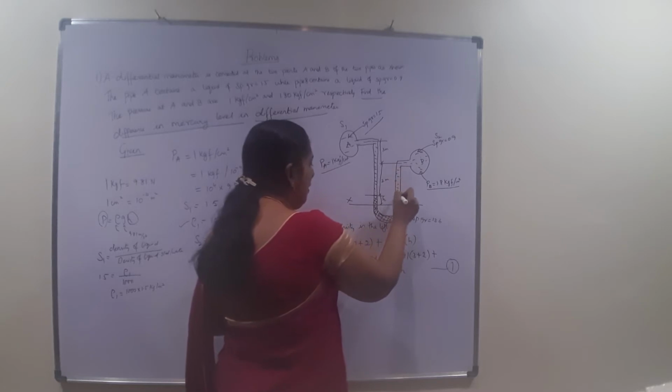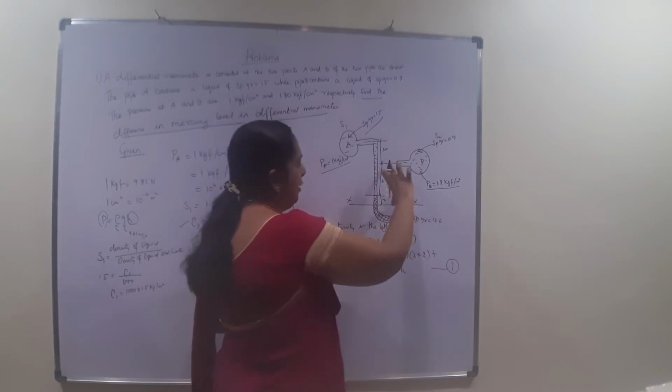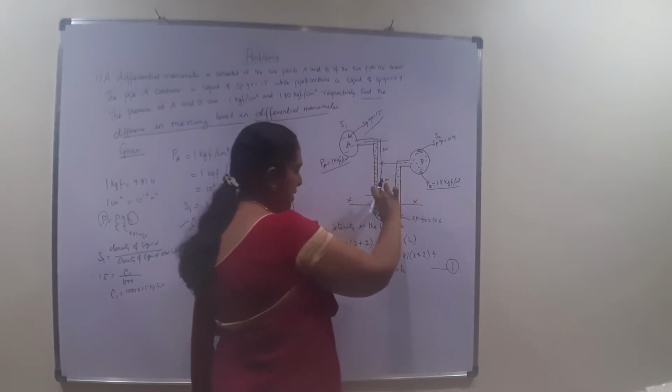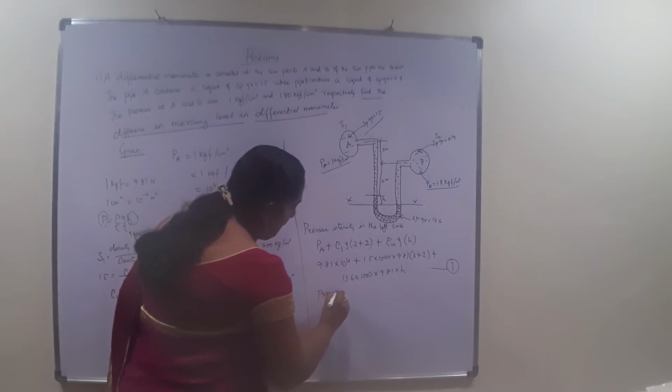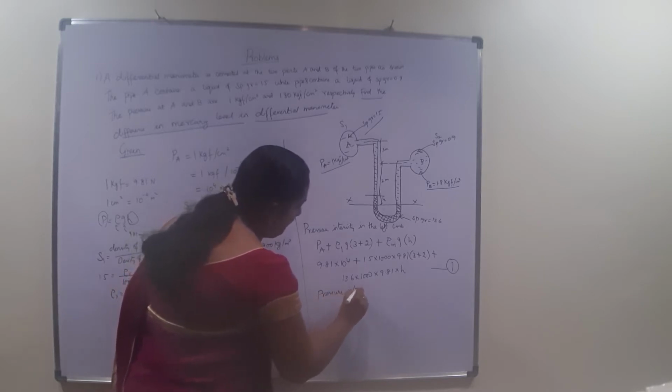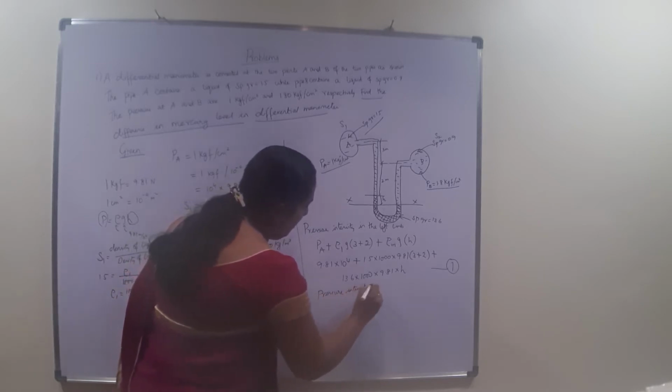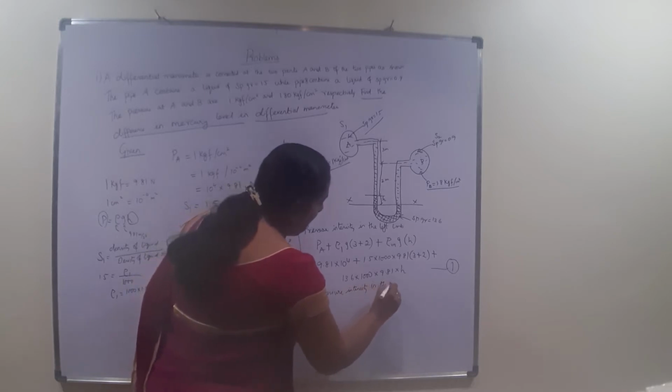Sorry. So this fluid is at a height of this much. That is 2 meters plus h meters. So now we are going to find out what is the pressure intensity in the right limb. Am I right?